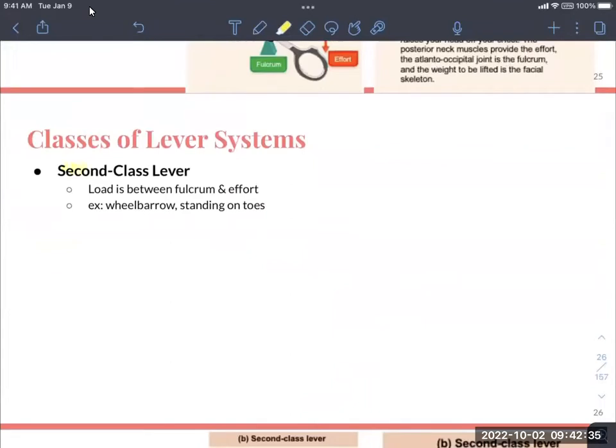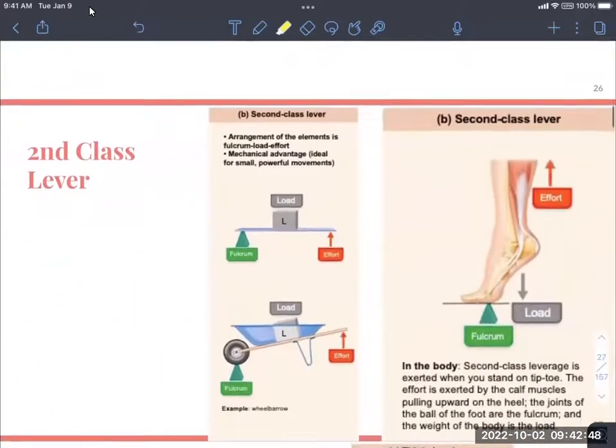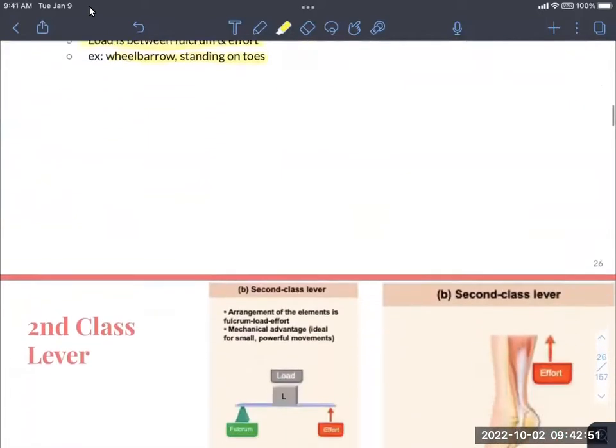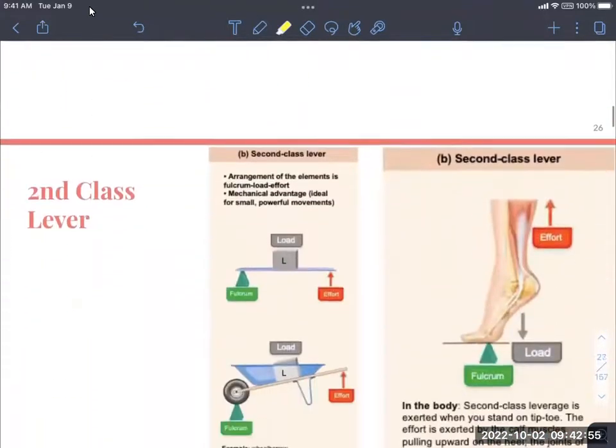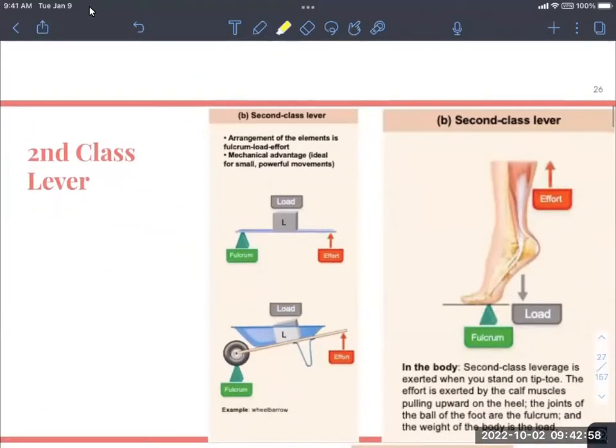That second class lever, we still have a load between the fulcrum and the effort, but think of it more like a wheelbarrow. Or when you're standing on your toes, it's where that load is between the fulcrum and the effort. There we go. So we have our effort on one side, fulcrum on the other side, and the load in the middle. That is how that wheelbarrow works. Because your fulcrum is a wheel, your load is whatever you have inside that wheelbarrow, and your effort is the handles you're holding on to as you're trying to move that wheelbarrow.